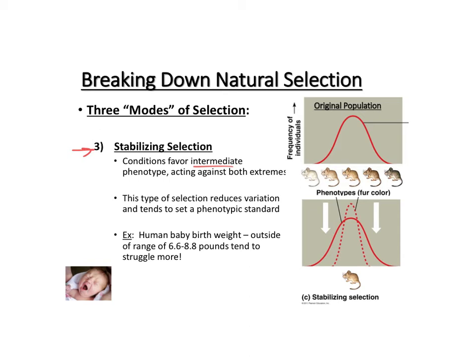It reduces variation. So again, if we start over here with our mice, in the original scenario where the intermediate is most common, and something happens in this environment where you basically have to be the intermediate phenotype, or else you get eaten by a predator. So what we see again is this sharpening of the bell, where the bell curve becomes even more centered around that intermediate, that average. All right, and so we see this, there's a few examples in humans about this too.